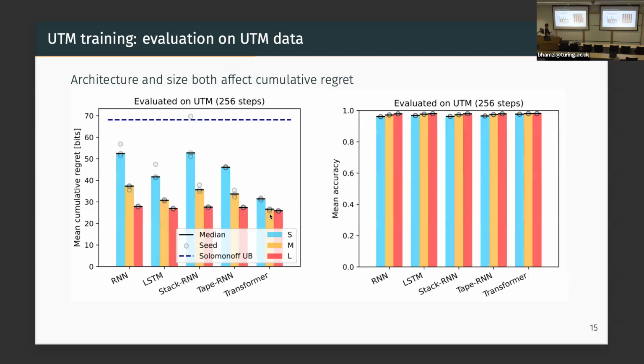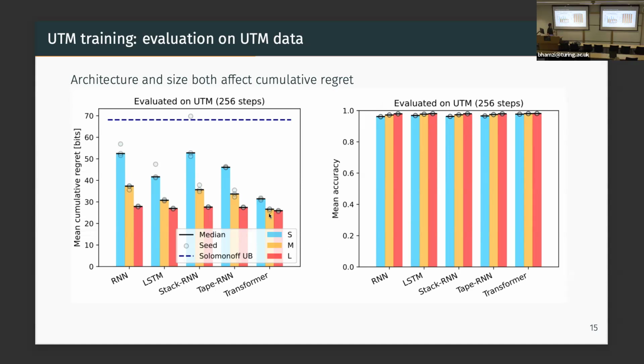Essentially, the transformer will generalize a bit less to longer lengths. But within the training lengths, the transformer is sort of the best. And on the right, we have the accuracy, meaning how well we can predict the next output from the Turing machine. And they're all pretty good. I think they all approach the ceiling here. There's a slight improvement, but it's not really visible here.